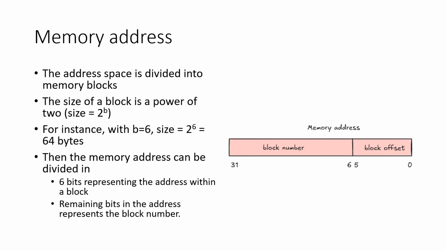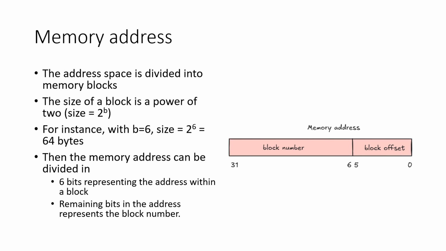Before talking about how to find a block in the cache, it's useful to talk about memory addresses and how we can divide an address into different parts. As mentioned, we divide the address space into blocks of equal size. The size of a block can be calculated as a power of 2, where the size is 2 to the power of b. So for instance, if we set b to 6, then the size of a block is 2 to the power of 6, which is 64 bytes. We can then divide the memory address into one part called the block offset, which represents which byte in the block we want to access, and the other part called block number, which identifies the block uniquely.